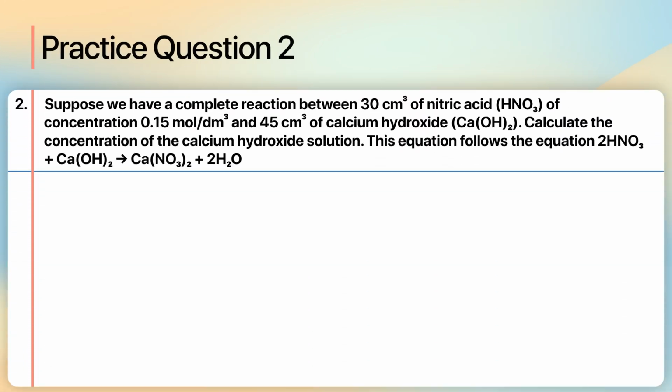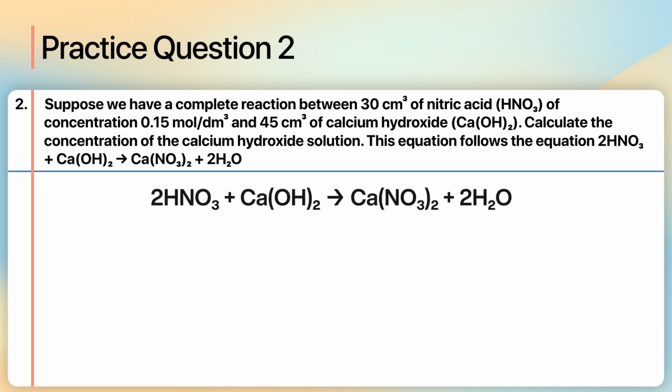Suppose we have a complete reaction between 30 cm cubed of nitric acid, HNO3, of concentration 0.15 moles per decimeter cubed, and 45 cm cubed of calcium hydroxide, Ca(OH)2. Calculate the concentration of the calcium hydroxide solution. This equation is 2HNO3 reacting with Ca(OH)2, becoming Ca(NO3)2, and 2H2O. First of all, identify the information given in the question.